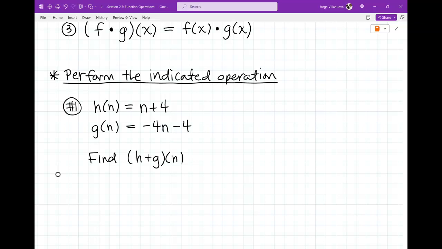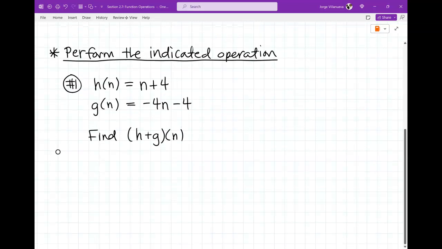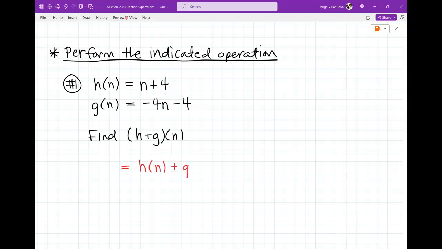So they gave you h of n, they gave you g of n, they want you to add them. That's basically all they're saying. Add them together. Okay? So this is what I would do if I were you. I would say, okay, h plus g of n is the same as h of n plus g of n. That's the same thing. And then I'm just going to write my functions there. Sorry, not formulas.